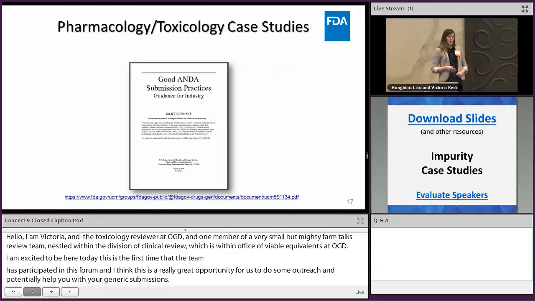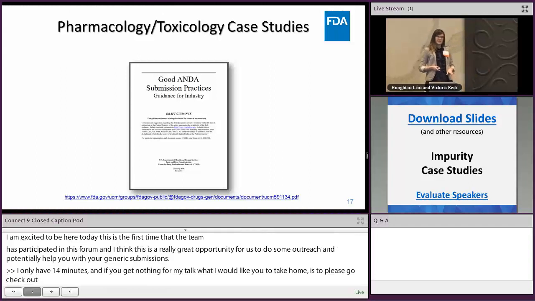what I would like you to take home is to please go check out the Good ANDA Submission Practices Guidelines. There's a lot of great information in here for many different aspects of your ANDA submission, but particularly with PharmTox issues, really common PharmTox issues related to impurities. You'll find some great tips in there.